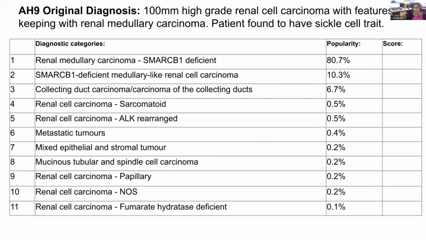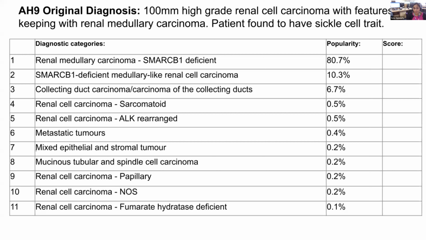Renal cell carcinoma, sarcomatoid: you can see my sarcomatoid features. ALK rearranged, we'll assume that people are talking about vinculin ALK fusion and merge it with 1 and 2. I hope that should be fine. Metastatic tumors, sometimes I feel it's like a wastebasket. People just put it there. Can't argue, but there were enough pointers to sway us from there.